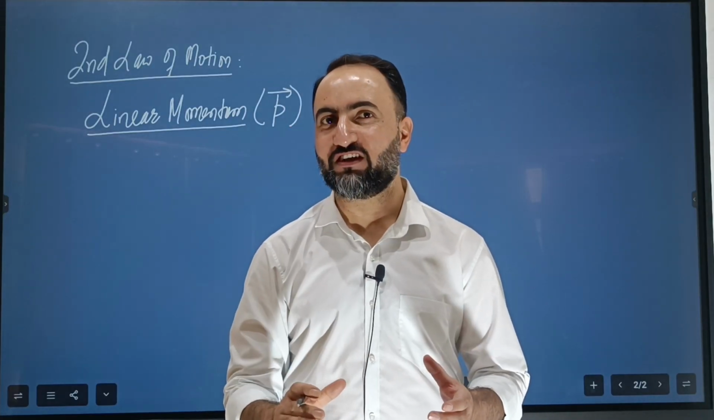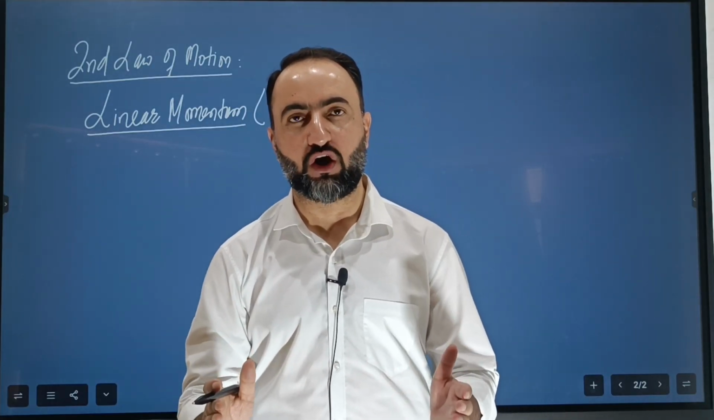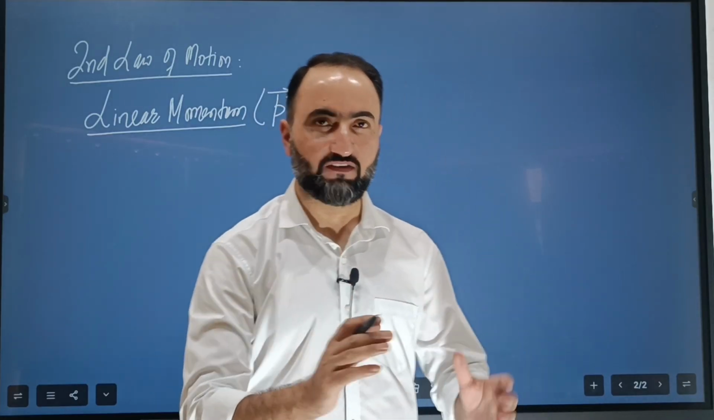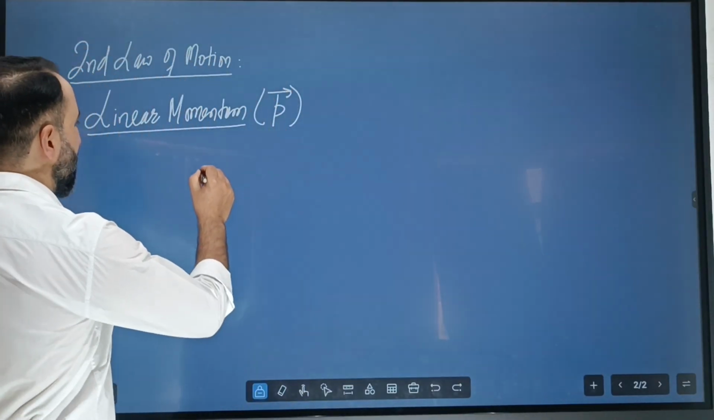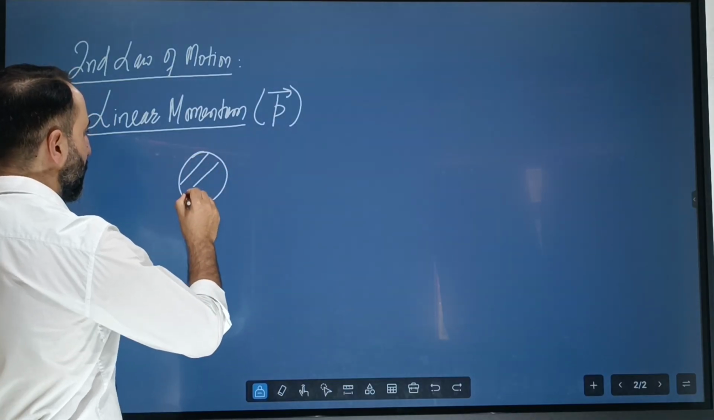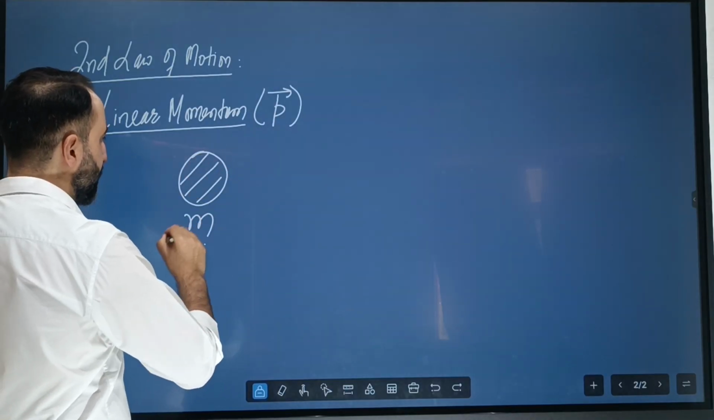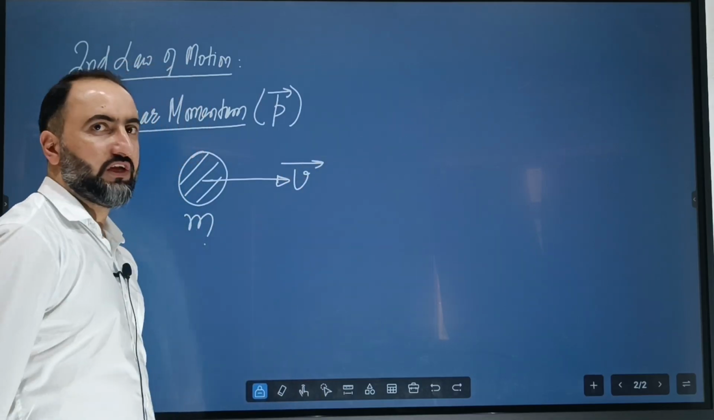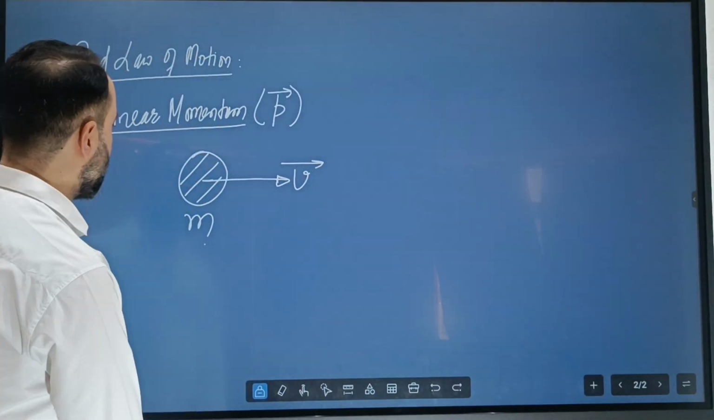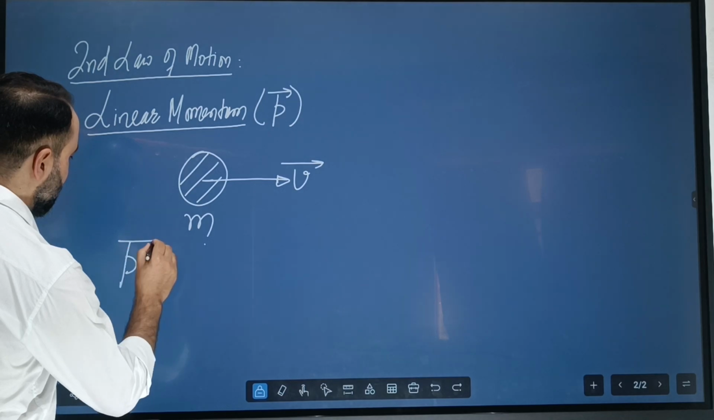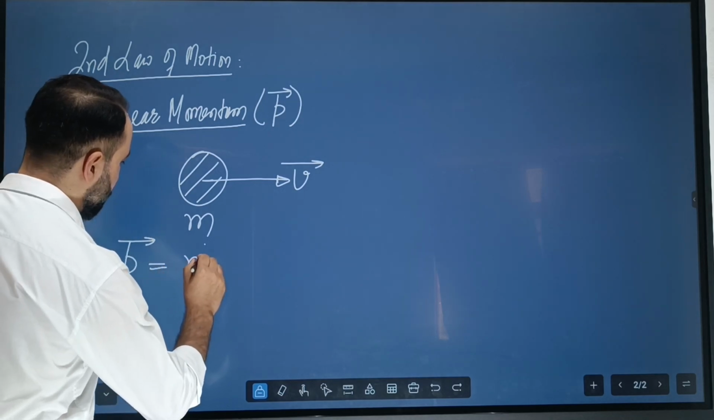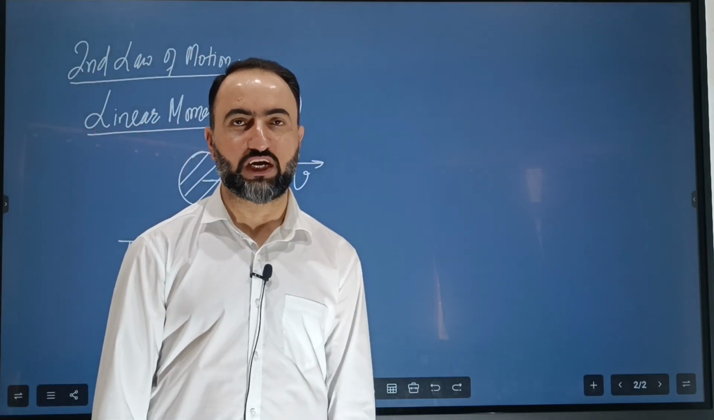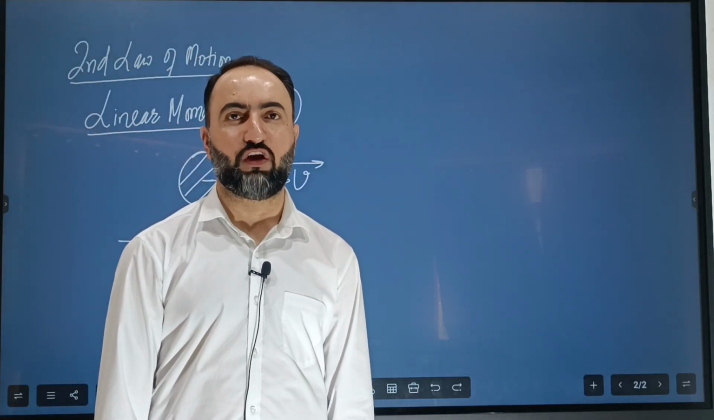And the second definition is that it is defined as the product of the mass of the body and the velocity of the body. Okay, so let me write down the second definition. For example, we have an object, this is a ball, and the mass of this ball is equal to m. It's moving with some velocity which is equal to v, towards the right. Then the momentum of this object is defined by this equation: p equals m multiplied by v. While this m is the mass of the object, and this v is the velocity of the object.